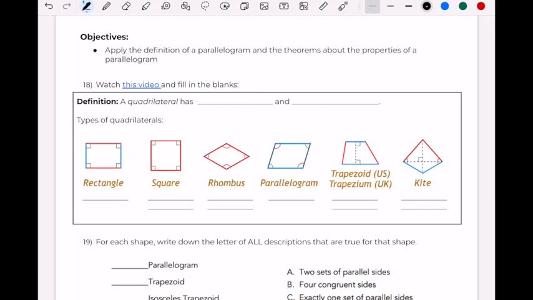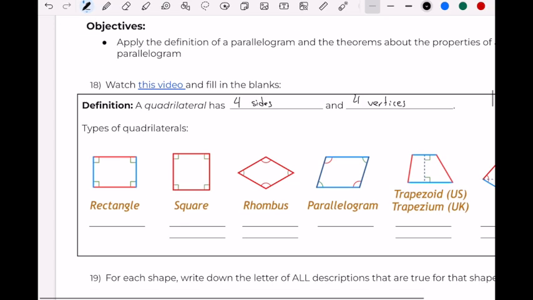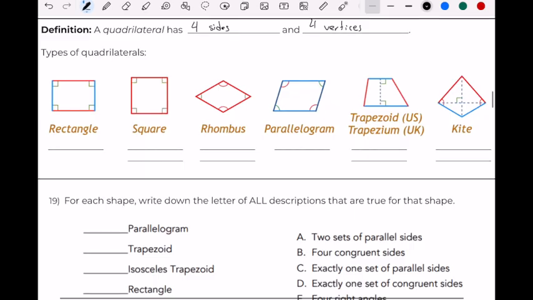Hello again, kids. So, in this video, we're going to talk about the classification of quadrilaterals. We have studied triangles very thoroughly. We haven't finished studying triangles, but before we go deeper into triangles, we're going to now visit quadrilaterals. A quadrilateral has four sides and four vertices.